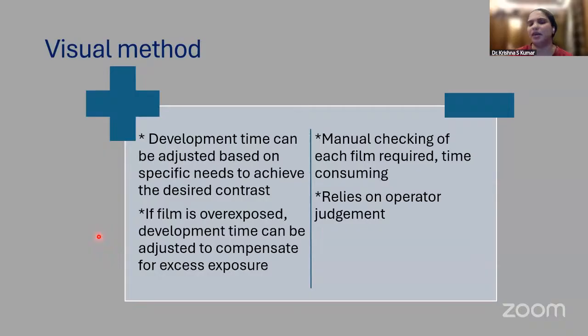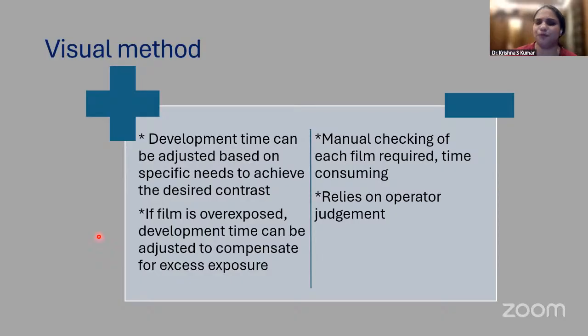So what are the advantages? Advantages is that we can adjust the developing time. That means if there is an overexposure, if the exposure parameters were quite high, if you develop it for a longer period of time, the film will turn very dark. So if you think that it was overdeveloped, then you can reduce the developing time.